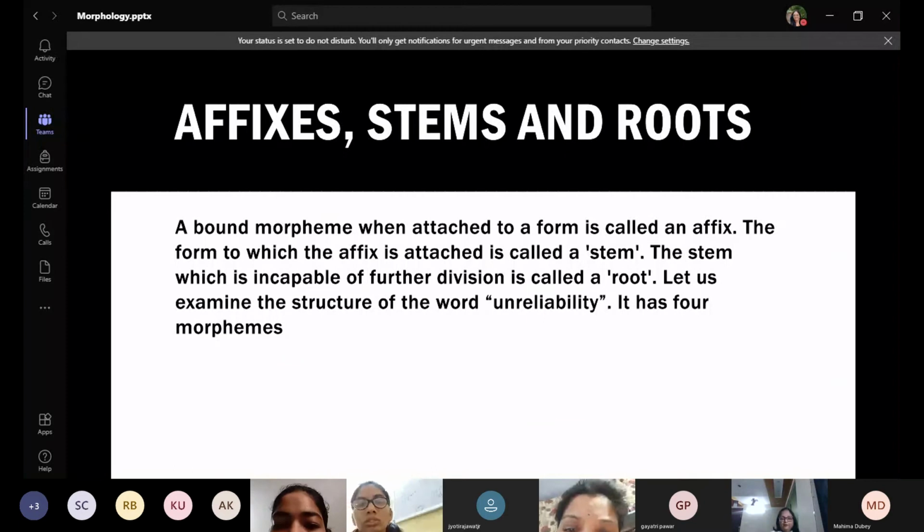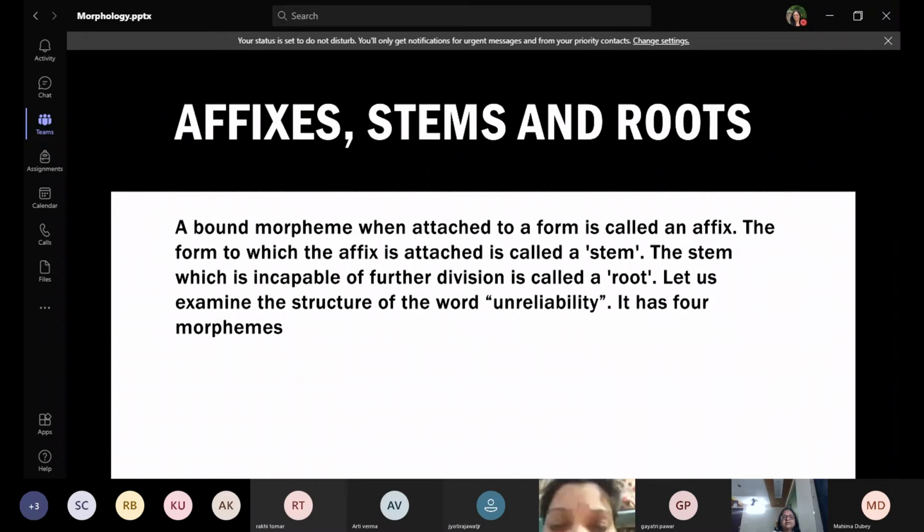Now again you get some more words. Affixes, you know, they can be suffix or prefix. Root, you know, root from where it begins. Now you have stem also. So when a bound morpheme is attached to a form, it is called affix. Either it can be suffix or prefix. We will just call it affix. The form to which the affix is attached is stem.